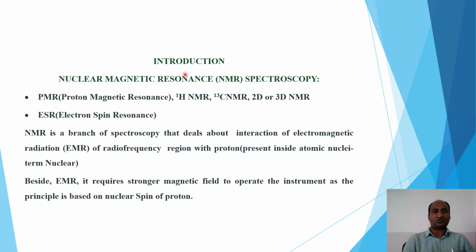Now let us start with the introduction to nuclear magnetic resonance spectroscopy. The name itself implies the details about the technique. Nuclear indicates the nucleus of the atoms. Magnetic means in this spectroscopic technique we are using a strong magnet, and resonance means that to create a resonance there should be some kind of electromagnetic radiation, that is, a radio frequency is used.